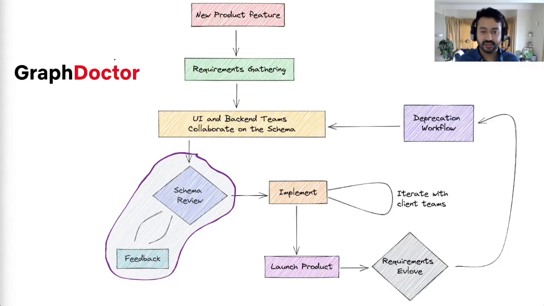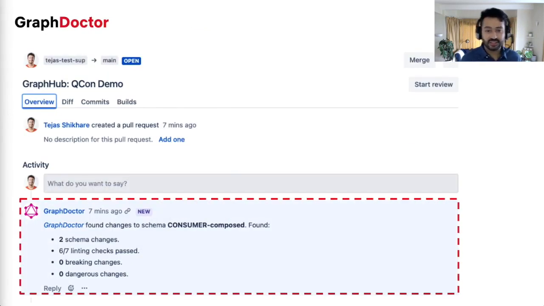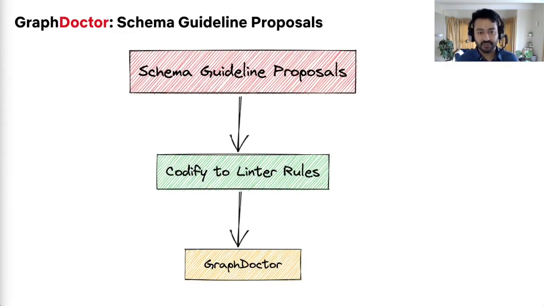And to solve for schema inconsistency, we created a tool called GraphDoctor, which is a schema linter. The goal of GraphDoctor is to help create a consistent API in the world of massively multiplayer schema development. GraphDoctor listens to every PR with a schema change. And it will run consistency checks and make recommendations directly in the PR. GraphDoctor is powered by schema guideline proposals. And schema guideline proposals can be created by anyone. They have a unique identifier and can be accessed on our doc site. We can codify these schema guideline proposals into linter rules. And then GraphDoctor can use these rules and vet pull requests with them.